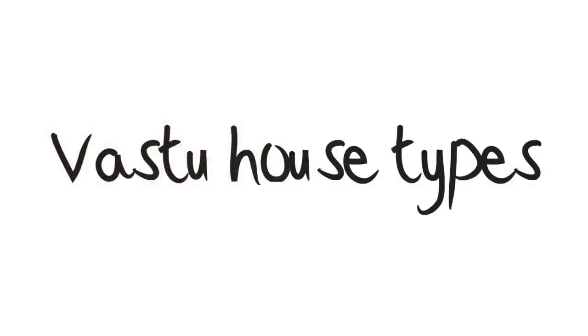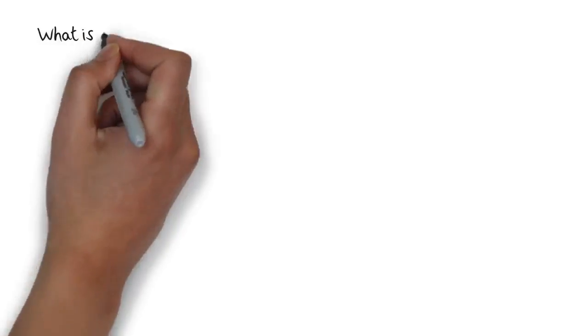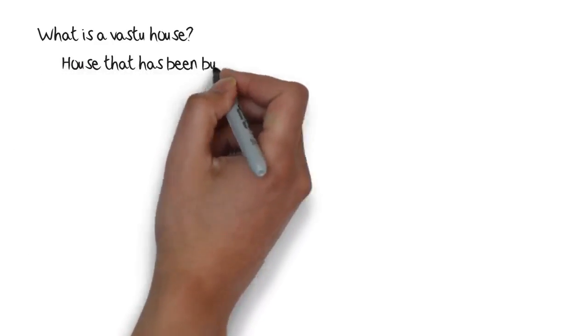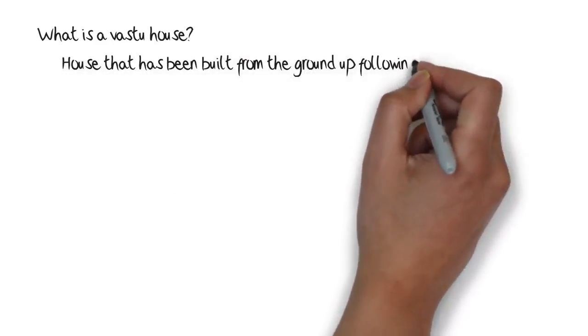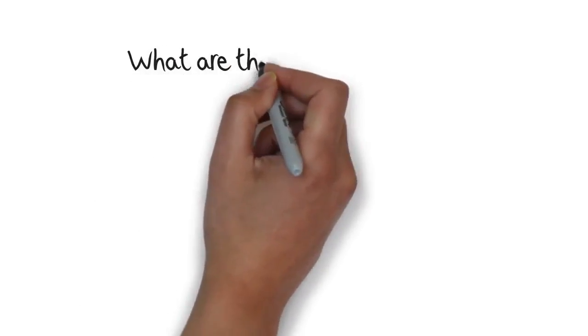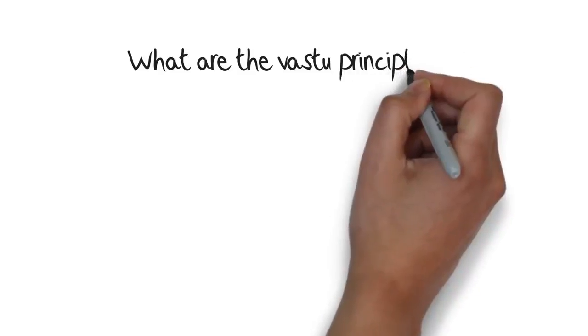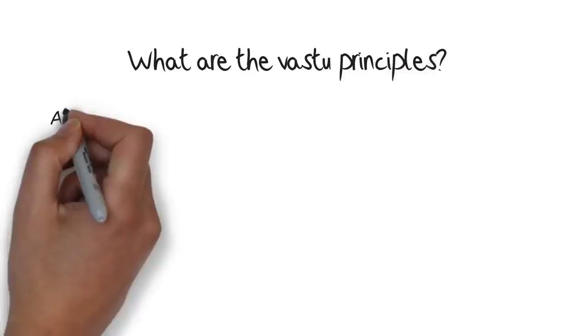Vastu house types. What is a Vastu house? It is a house that has been built from the ground up following Vastu principles. What are the Vastu principles? There's many, but here's a few.